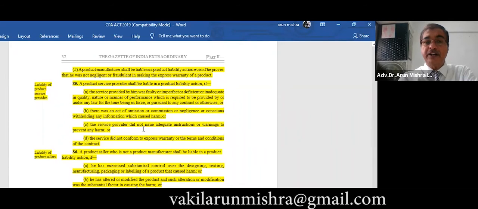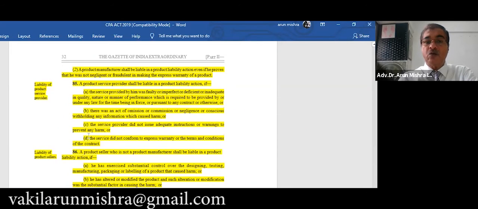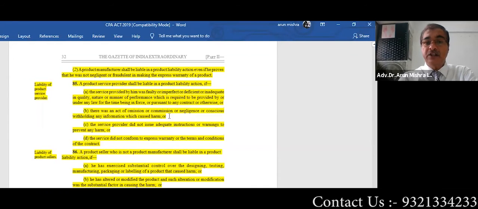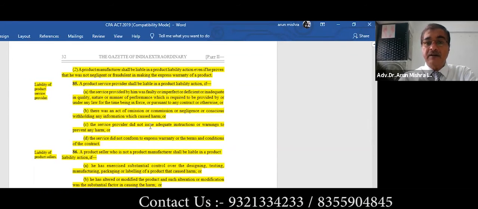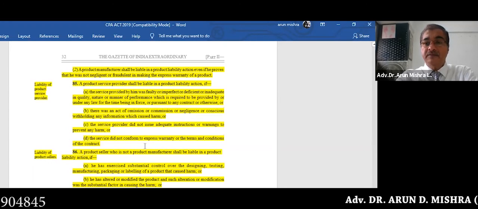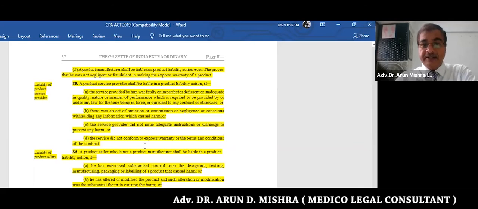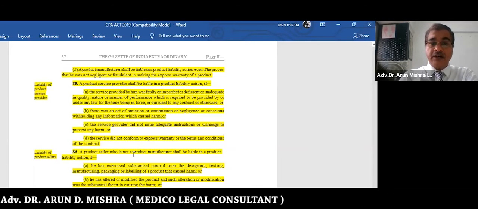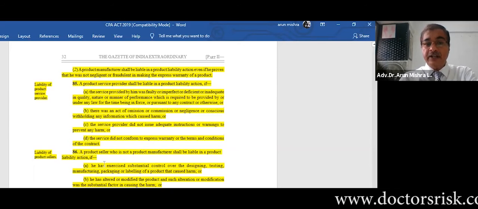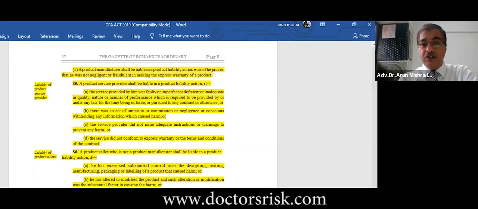The service provider did not issue adequate instruction or warning. The service did not confirm the express warranty. So even the service providers are brought under the purview of the Consumer Protection Act. The product seller who is not a product manufacturer shall be liable in a product liability action. So they have tried to protect the liability also.